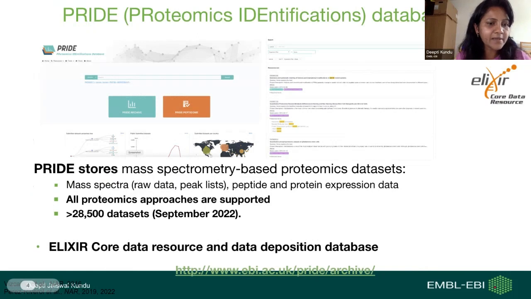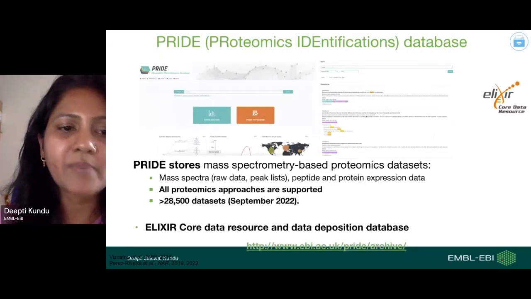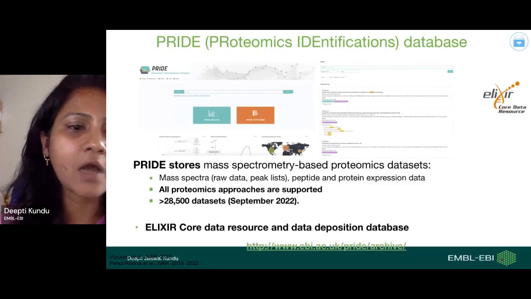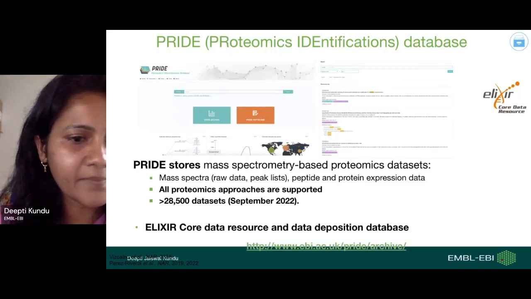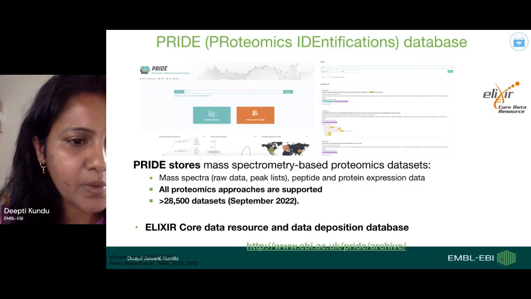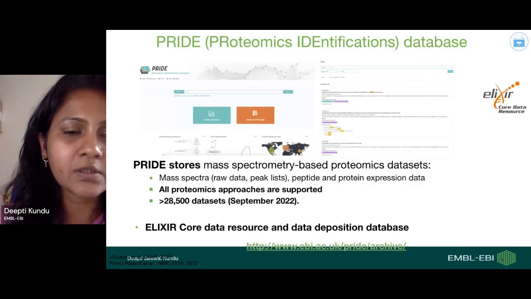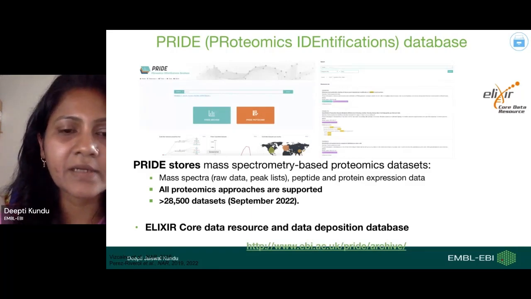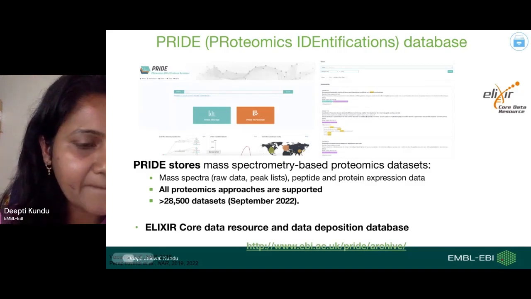So as I said, PRIDE is the main repository which stores mass spectrometry based proteomics datasets, and currently we have more than 28,000 datasets in PRIDE. And of course, all other proteomics approaches are supported as well. And PRIDE is one of the core Elixir data resources for data deposition and databases. Next slide, please.